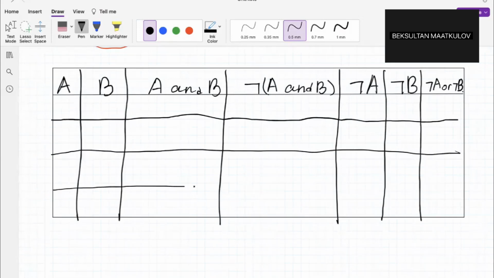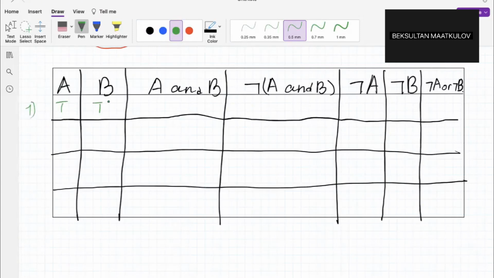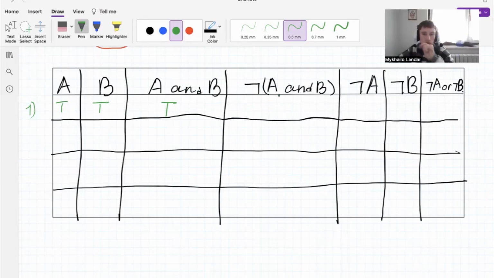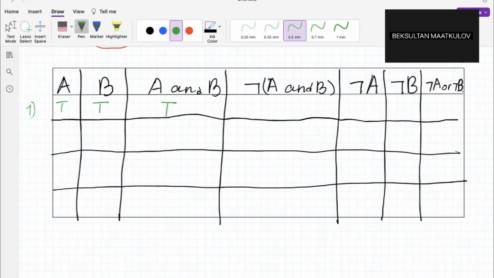Okay, almost done. Let's put in the truth values. For example, let's say our first case is A is true and B is true. In this case, A and B will be true, right? What's the value of not (A and B)? It will be false, because if A and B is true, not true will be false.